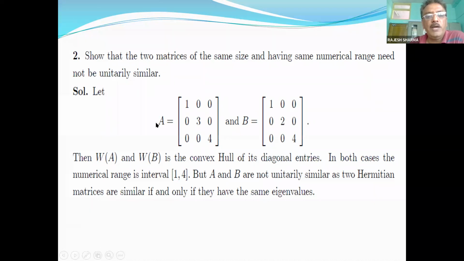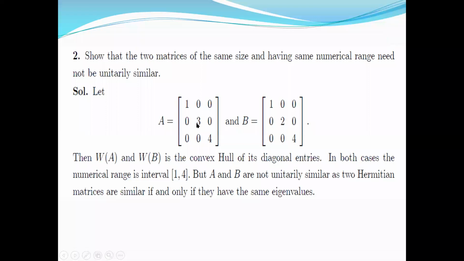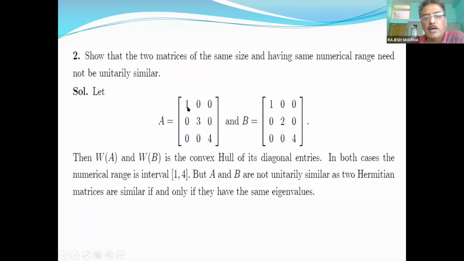What is the numerical range of A? When A is diagonal, it is the convex hull of the eigenvalues of A. So this is just the line segment joining 1 to 4. And this is matrix B. Its eigenvalues are 1, 2, 4. So again, the convex hull of the eigenvalues, and this again comes out to be 1 to 4. So both these matrices have the same numerical range.